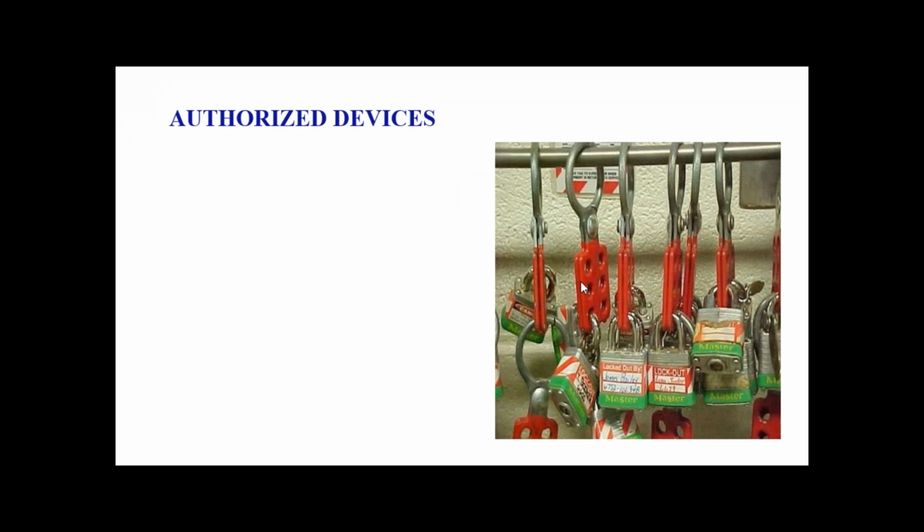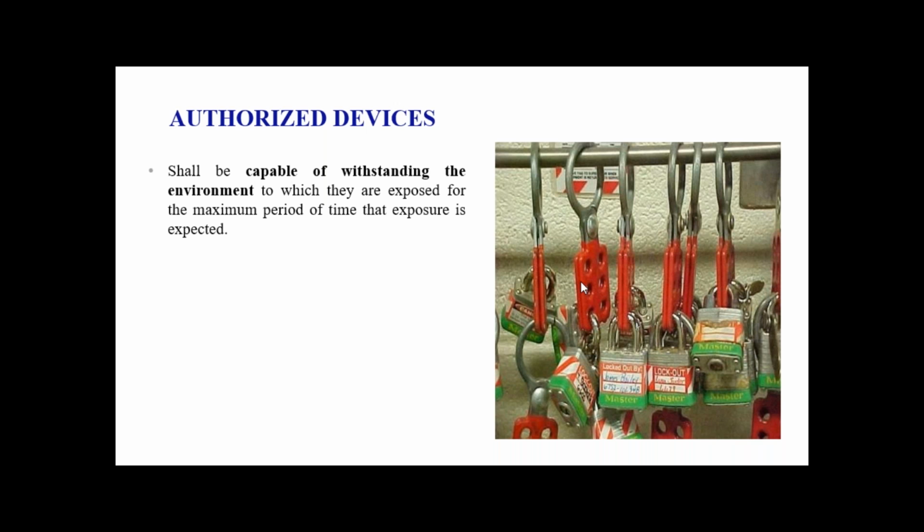So these are authorized devices. From this picture you can understand what exactly the locking is and what tags are available. There are various types of locks and various types of tags available in the market. You can even prepare your own tags for the activities in your industries, because standard tags are not suitable for all types of activities, but these locks should be standard.